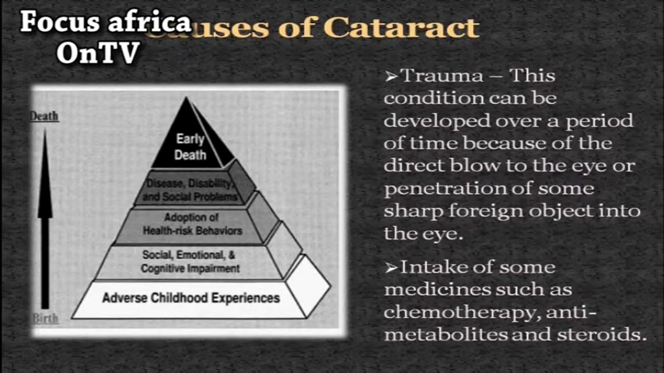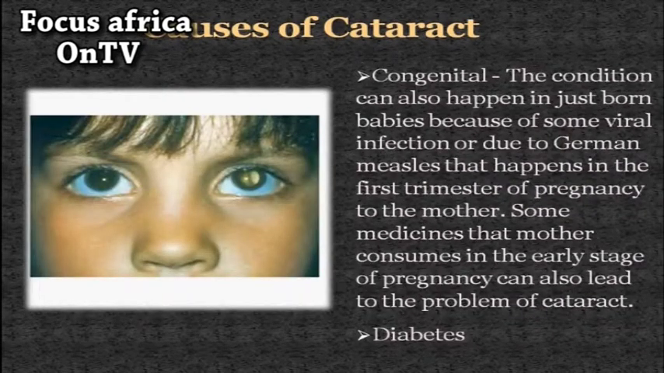Once there is any injury on the lens that is not fully healed, it's called cataract. So cataract is just the medical word for any opacity on the crystalline lens of the eye.